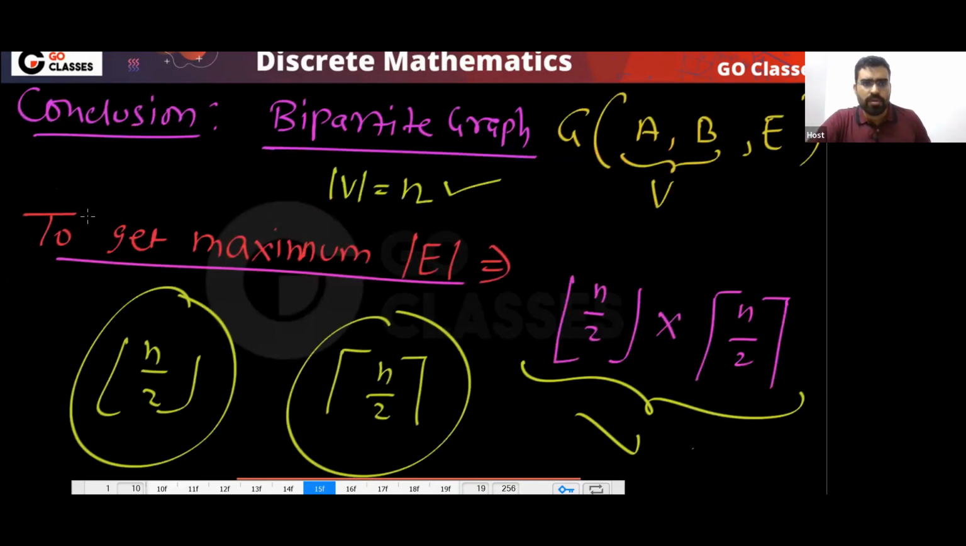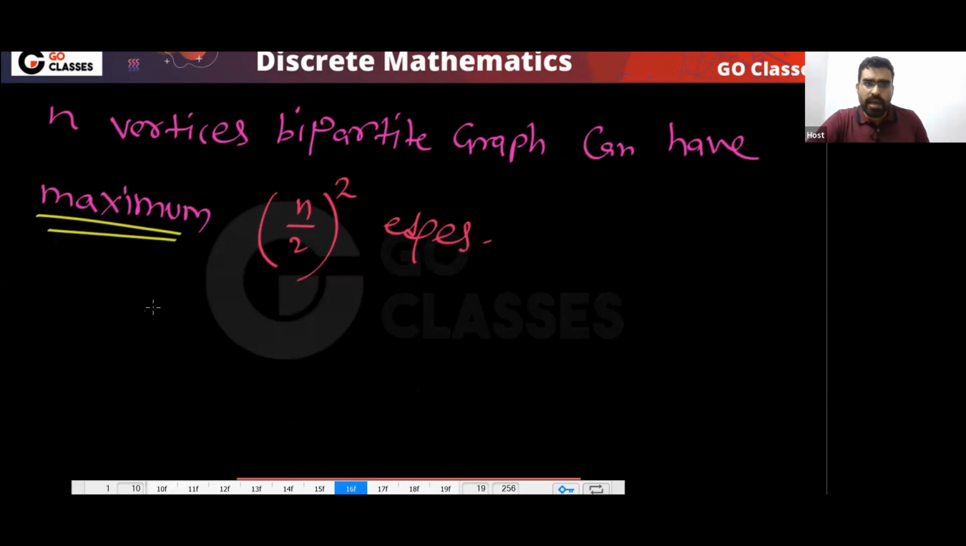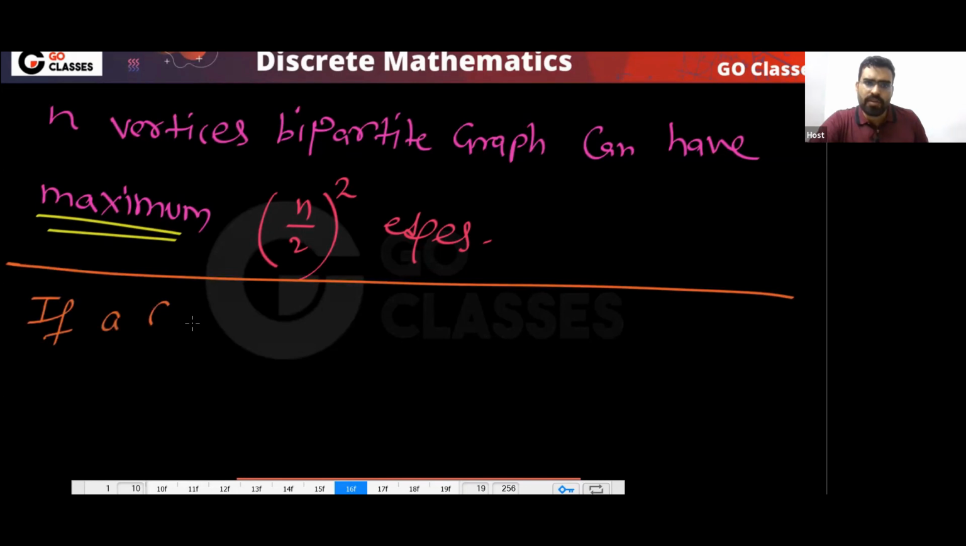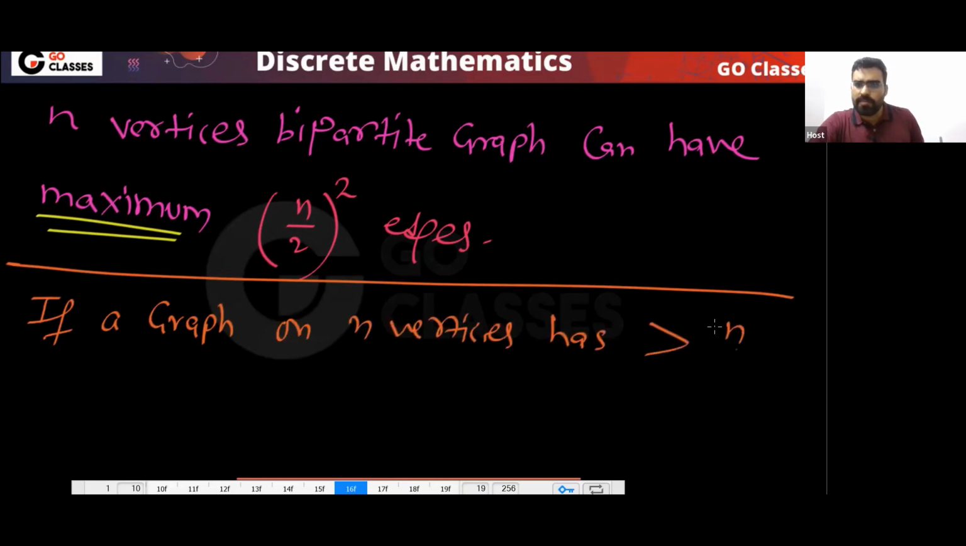Now tell me one more thing. If a graph on n vertices has more than n by 2 whole square edges, then what can you say? Then it cannot be bipartite.